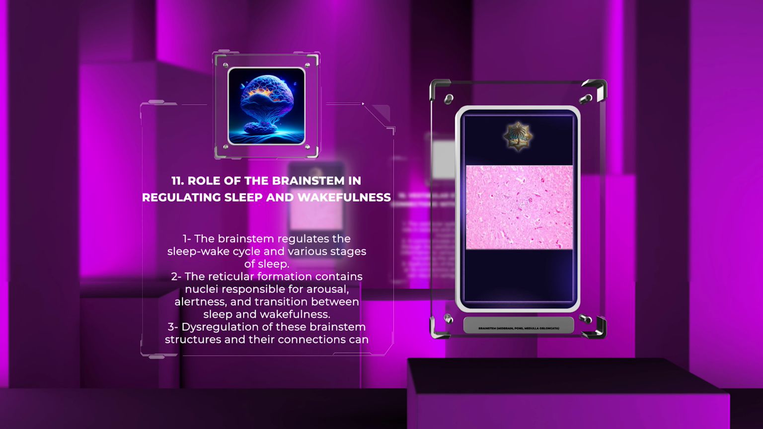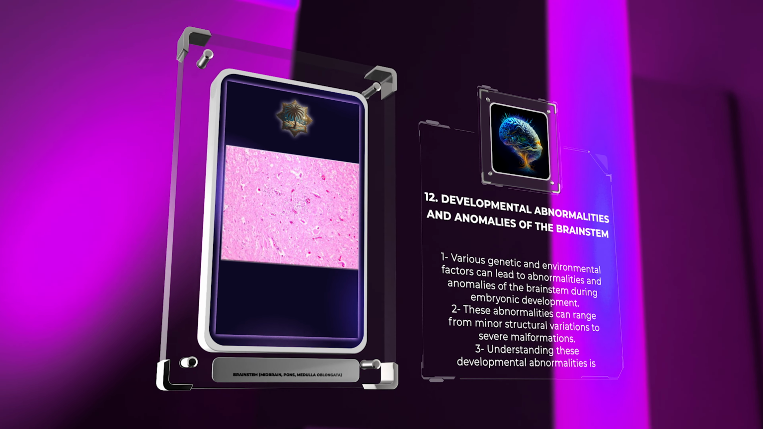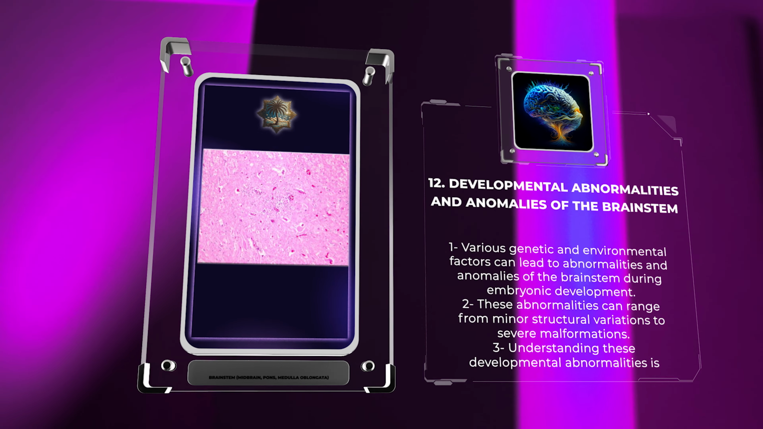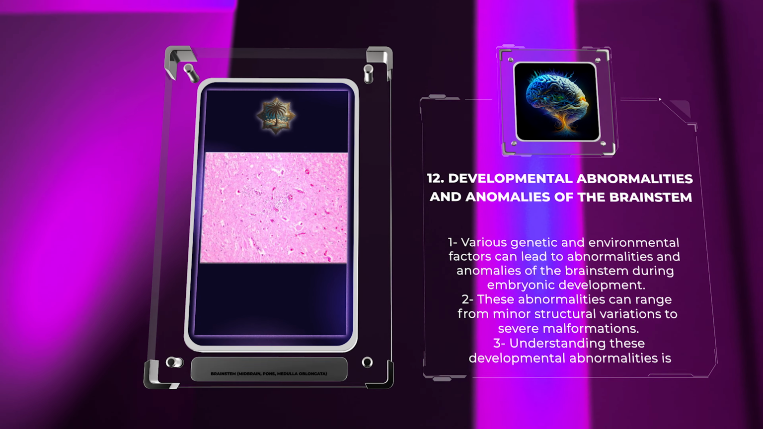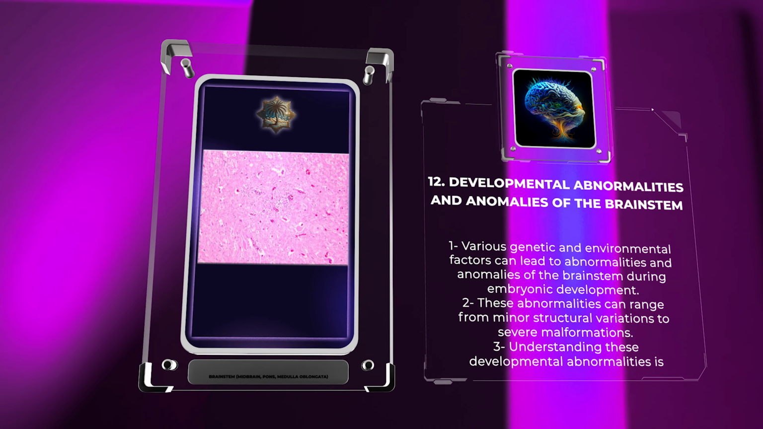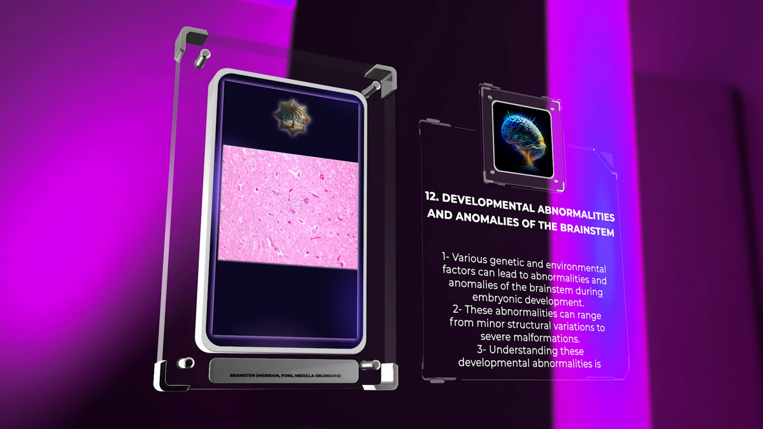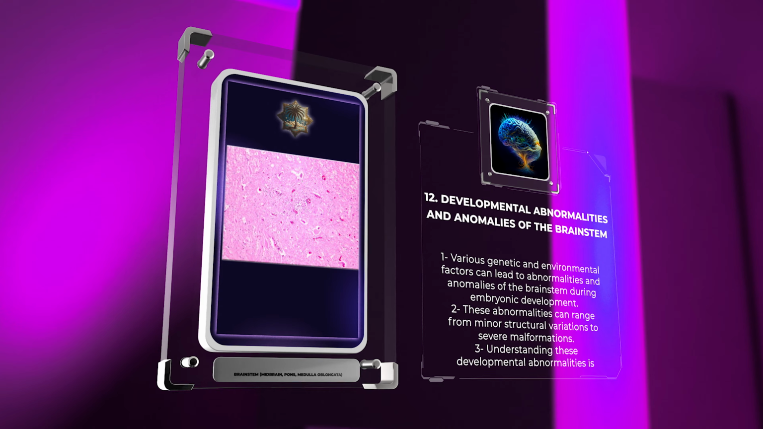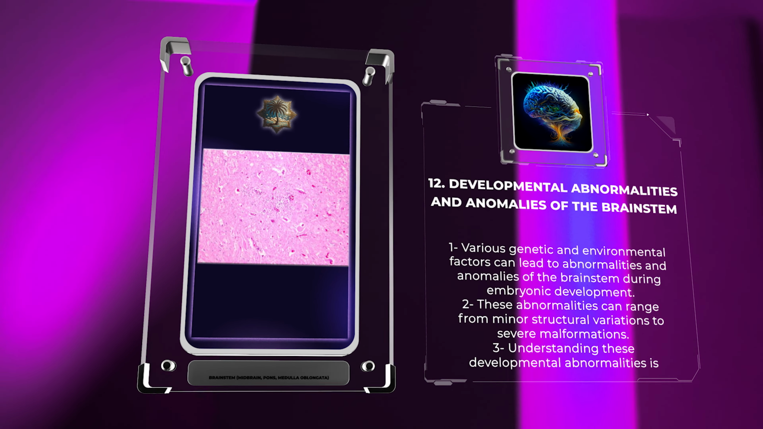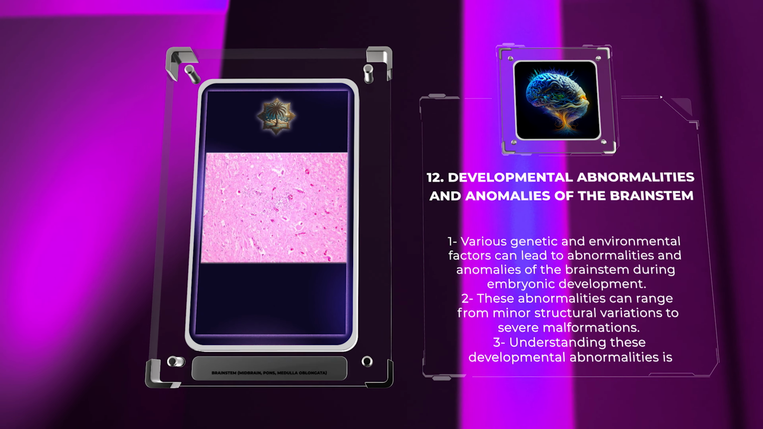During embryonic development, various genetic and environmental factors can lead to abnormalities and anomalies of the brainstem. These abnormalities can range from minor structural variations to severe malformations that may significantly impact neurological function. Examples of developmental abnormalities of the brainstem include Chiari malformations, where part of the cerebellum herniates through the foramen magnum, and Dandy-Walker syndrome, characterized by cerebellar and brainstem hypoplasia. Understanding these developmental abnormalities is crucial for accurate diagnosis, prognosis determination, and appropriate management strategies.